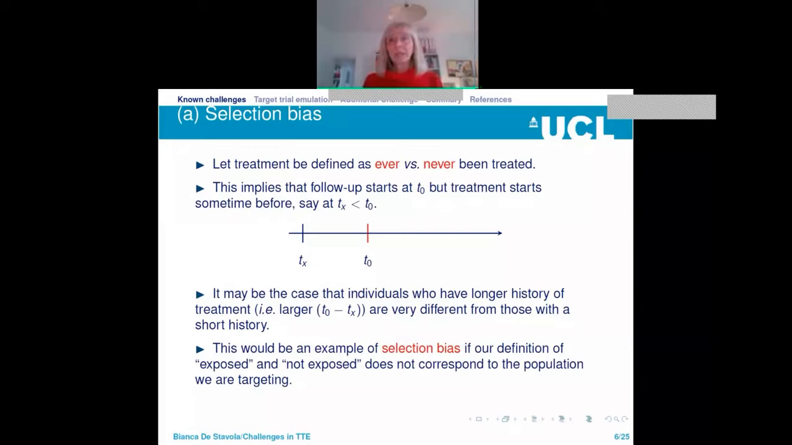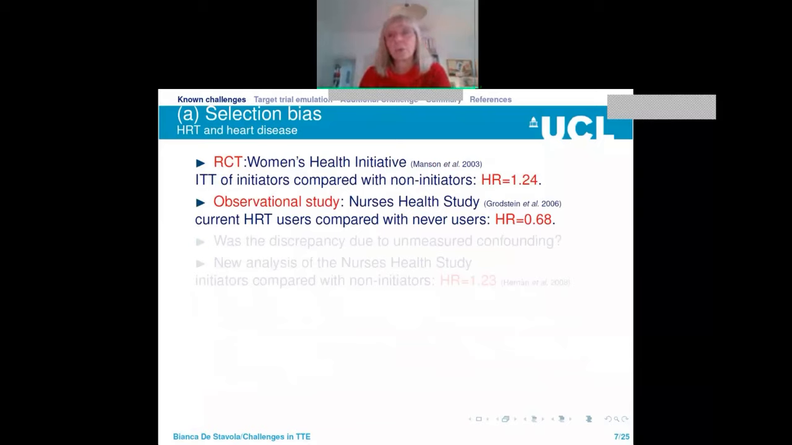And this will be an example of selection bias, where those with a longer treatment are probably more likely to respond well to the treatment, to adhere to the treatment, to survive because of the treatment. So you have this potential selection bias. And there is a very famous example of this, which I'll describe in a moment. This is an example taken from a study of HRT and heart disease, for which there were opposite results found in randomized controlled trials versus observational studies.